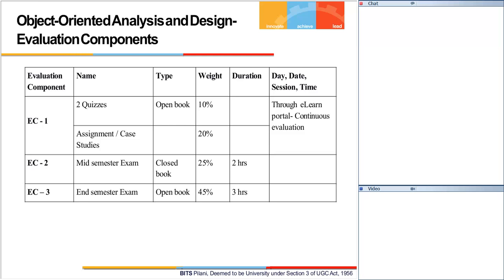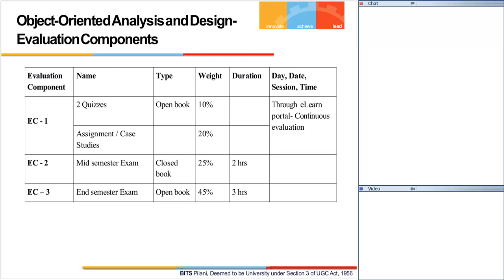Coming to the next component in EC1, which is an assignment. The assignment has a larger weightage this time, so it is 20%, right? So you'll have assignments which will be in the form of case studies, and the total weightage for it is 20%. The target is that you will be given the assignment after the mid-semester, and you will have ample time of say around a month to complete the assignment, and then the evaluation will start.